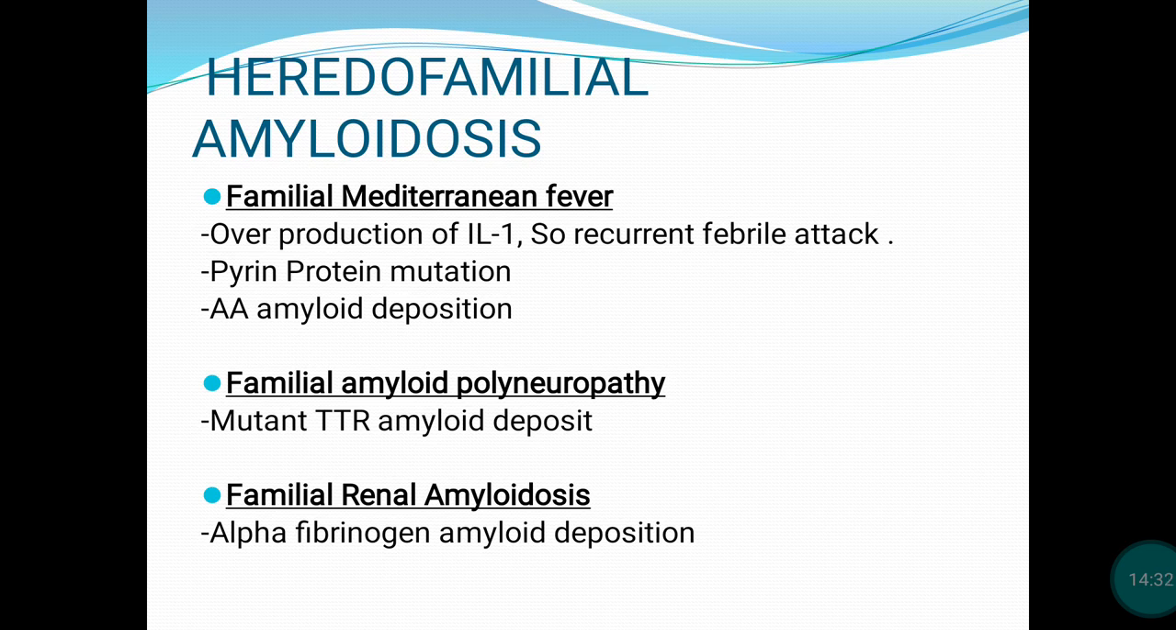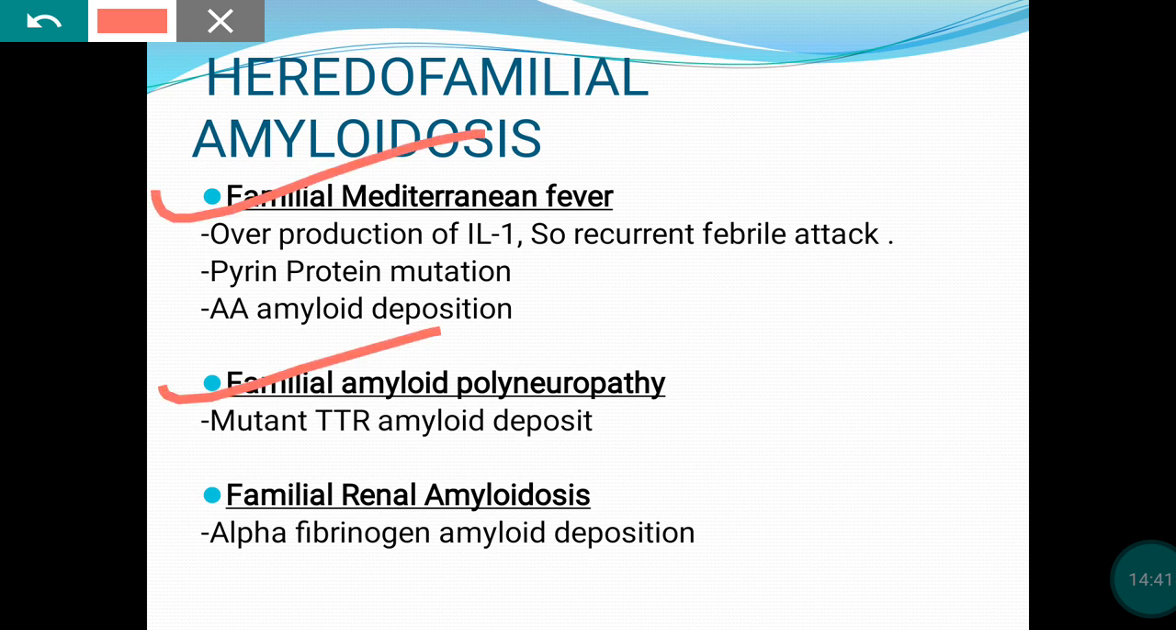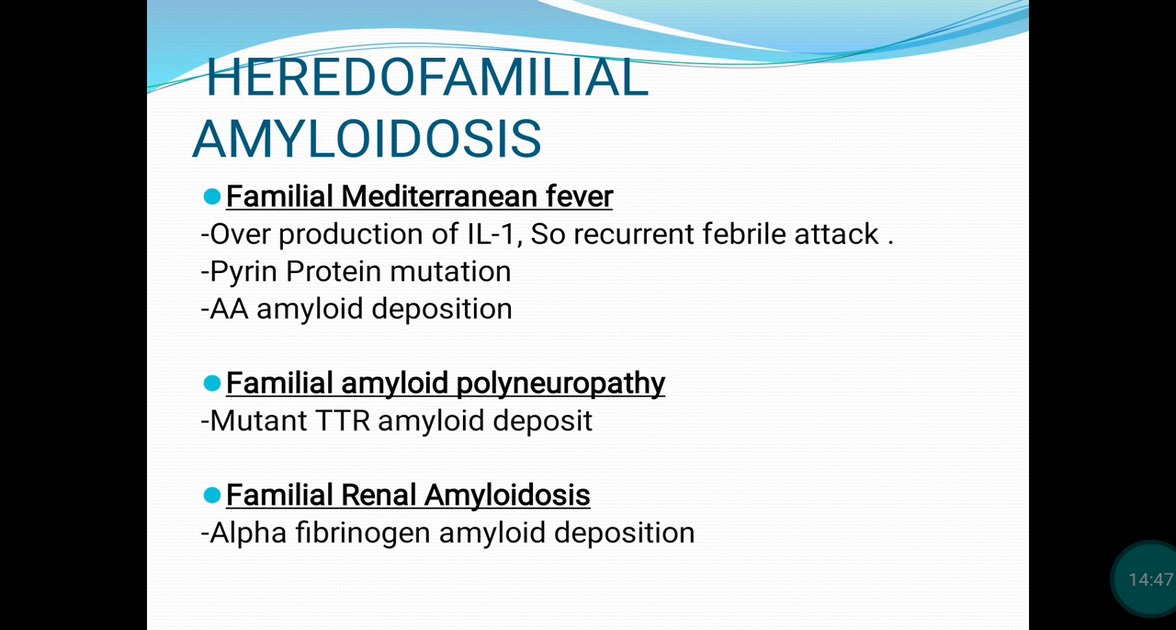Now we will discuss heredofamilial amyloidosis that runs in families. Familial amyloidosis. There are three spectrums of this heredofamilial amyloidosis. First is familial Mediterranean fever. Another one is familial amyloid polyneuropathy and familial renal amyloidosis.